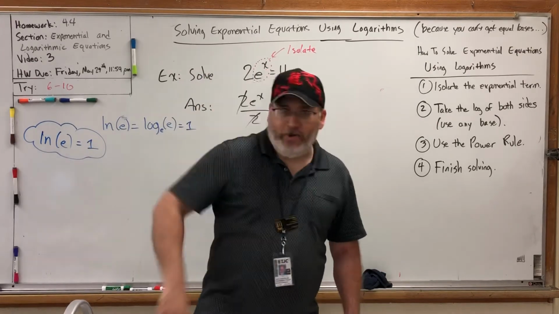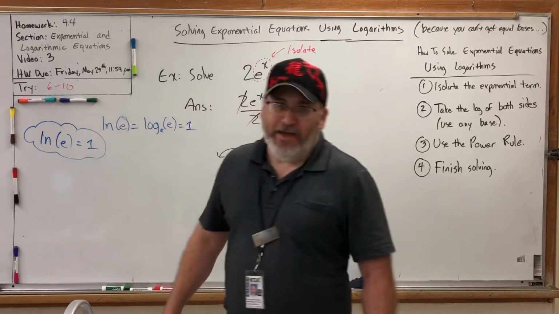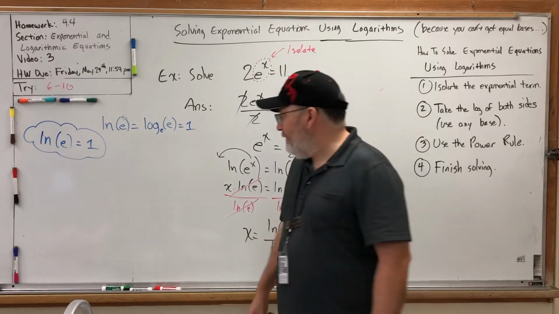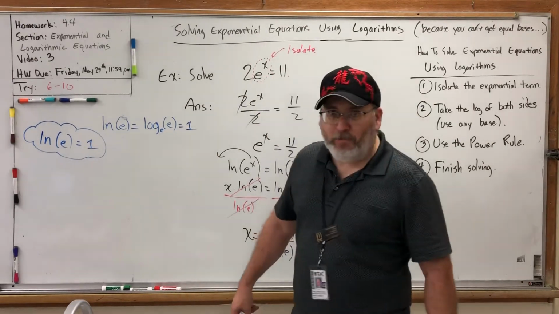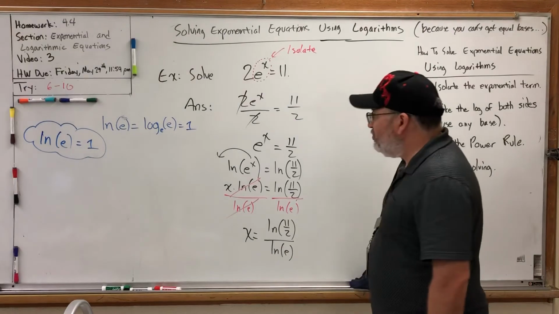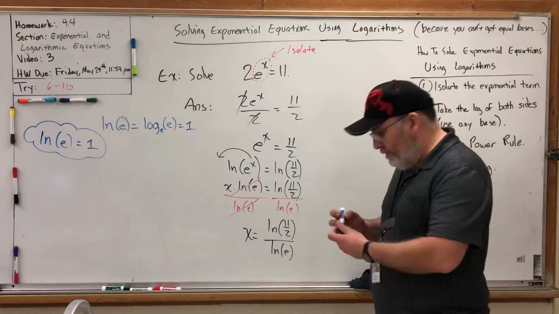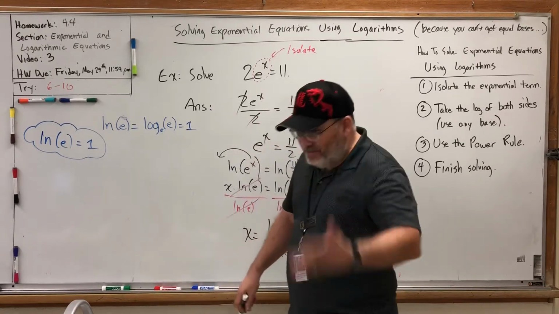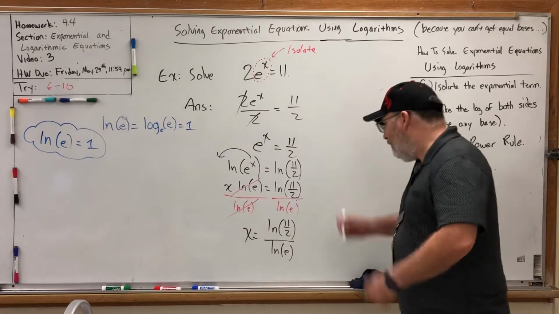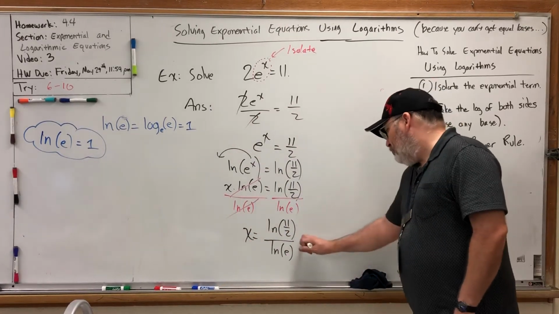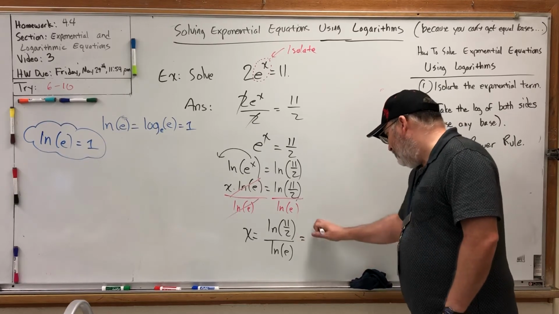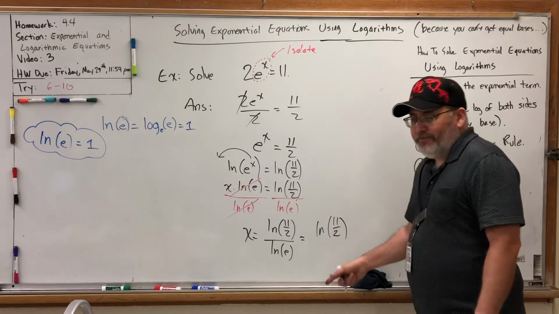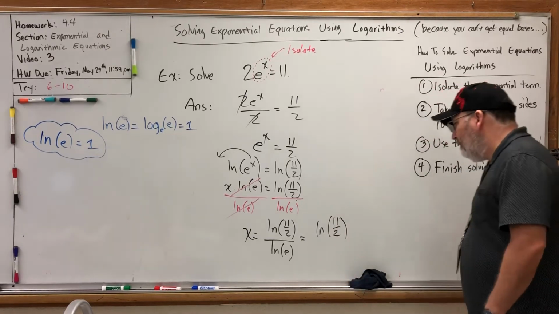Write it on your forehead, walk around, have people ask you, why is that on your forehead? Why is what on your forehead? ln e equals 1. Oh, because I'm supposed to remember that. So please try to just commit to memory that the natural log of e is 1. Now you can put it in a calculator, and then when you get 1, you should smack yourself for not remembering that it's 1. So, natural log of e is 1, which means that this is just the natural log of 11 halves over 1, but it's divided by 1.